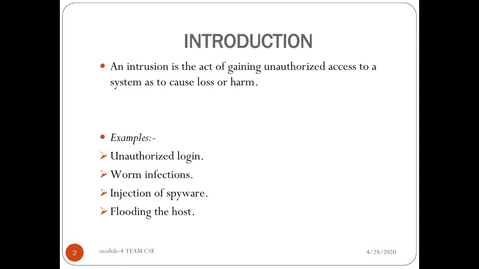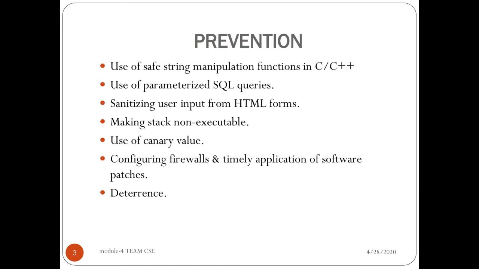What is an intrusion prevention and detection system? Introduction. An intrusion is an act of gaining unauthorized access to a system so as to cause loss or harm. Examples are unauthorized login, injection of spyware, flooding of the host, etc.